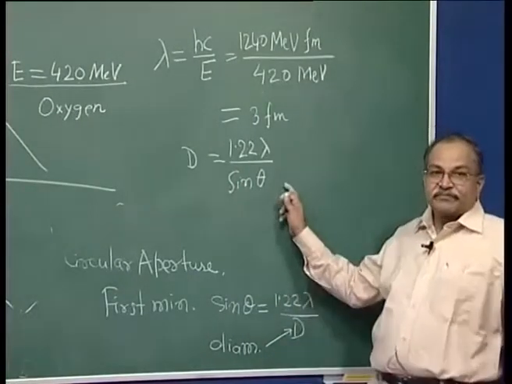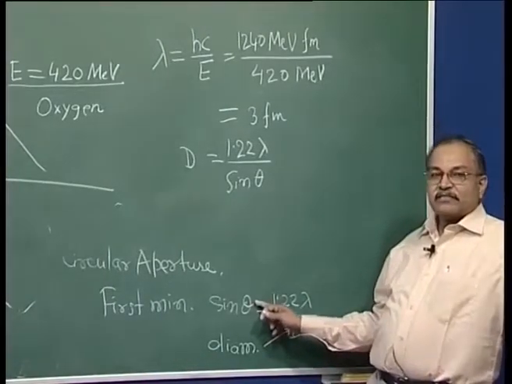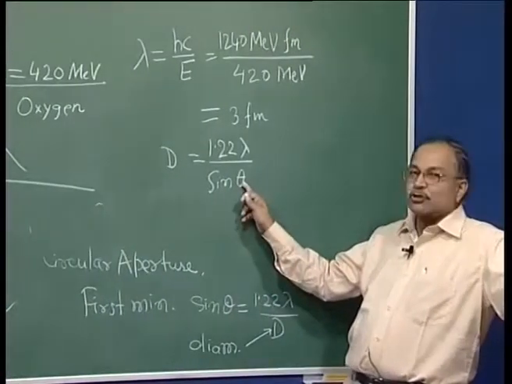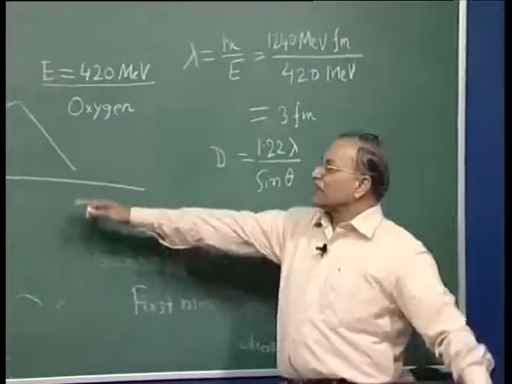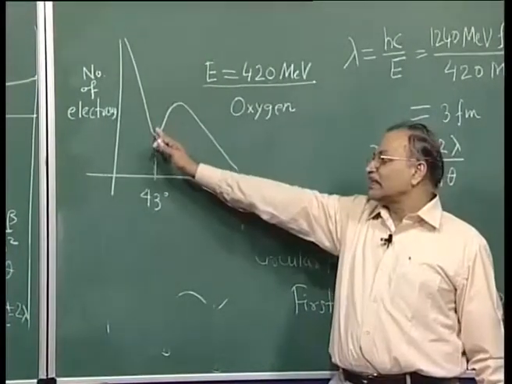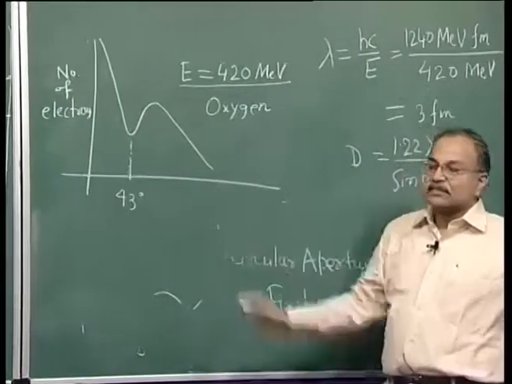Which theta? What happens at this theta? At this theta the intensity drops to 0. So, this theta corresponds to the angle where this intensity drops to a minimum. So, this theta here is 45 degrees. So, let us take this as 45 degrees.